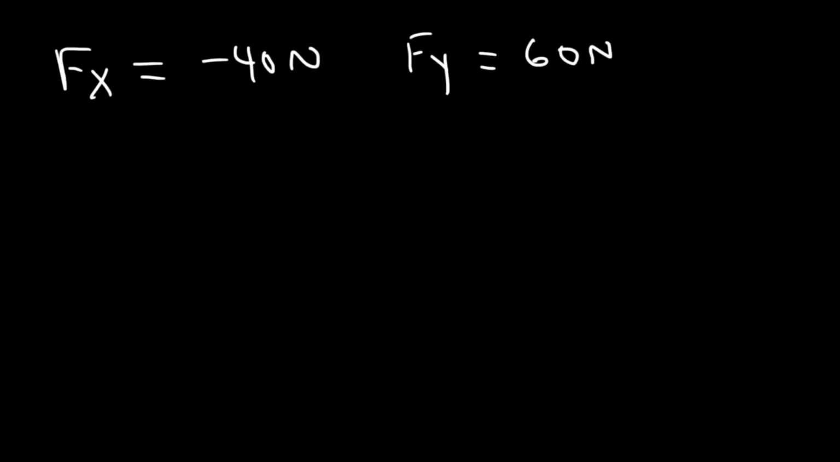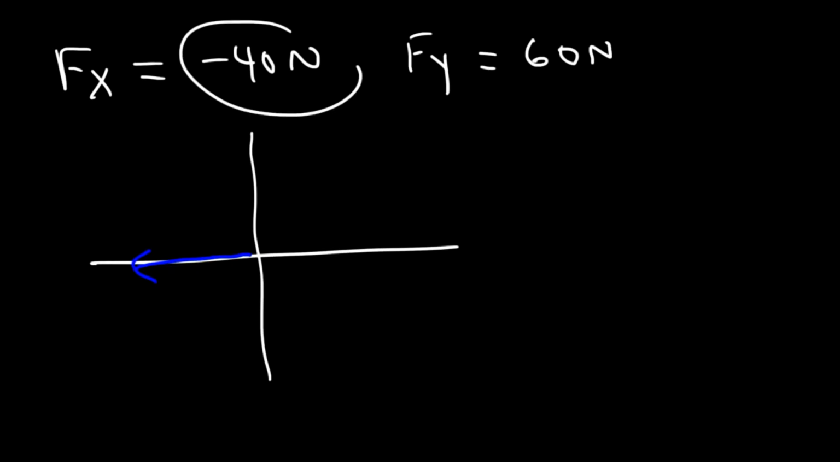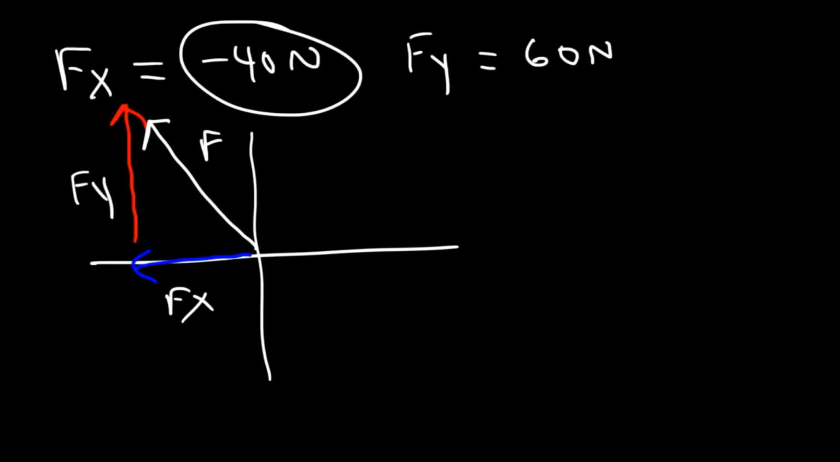So let's say Fx was negative 40 and Fy is 60. Where would you draw this vector? First you would have to travel 40 units to the left to describe Fx, because it's negative. X is negative on the left side. Now Fy is positive 60, so you've got to go up 60 units. And so F is in quadrant 2. So if you know the components, you can describe the vector.